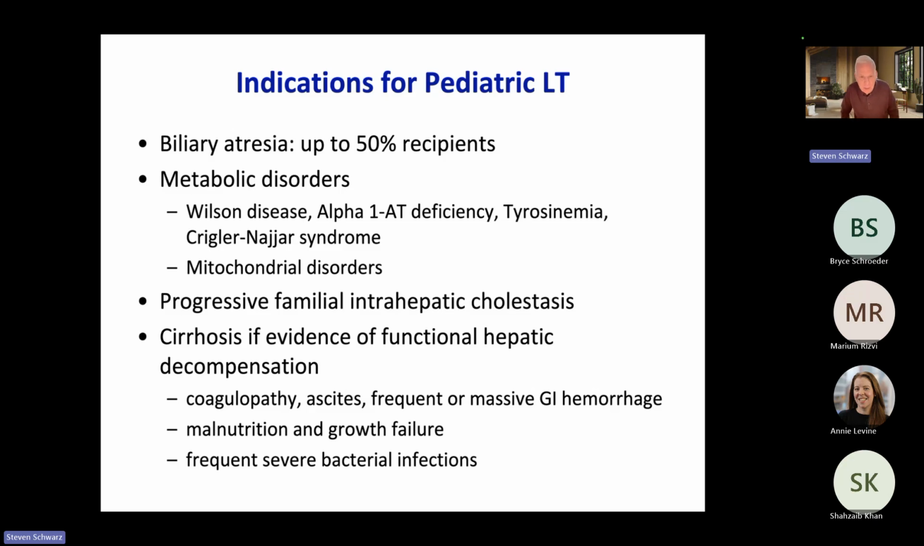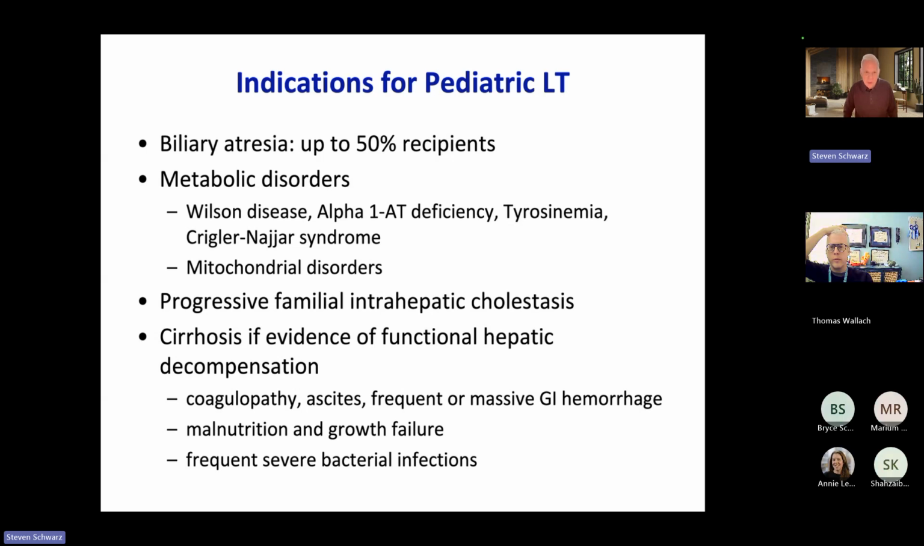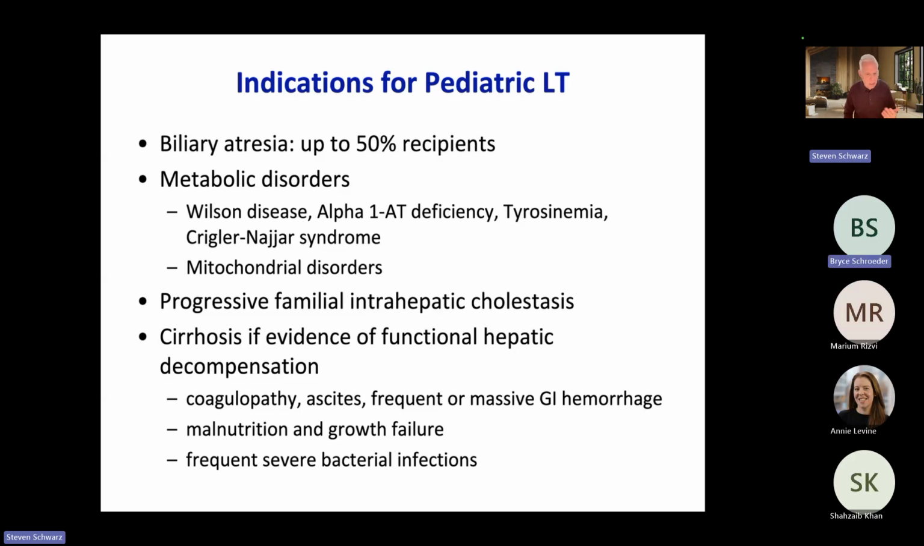Outside of the neonatal period, up to 50% of those who receive a transplant is secondary to biliary atresia. But then we have to look at the metabolic disorders, either as presenting with acute liver failure or as chronic liver failure from cirrhosis. And that would include Wilson disease, alpha-1 antitrypsin, tyrosinemia, Crigler-Najjar type 1, of course, and a variety of mitochondrial disorders. And we'll talk about the specific mitochondrial hepatopathies later in the year.